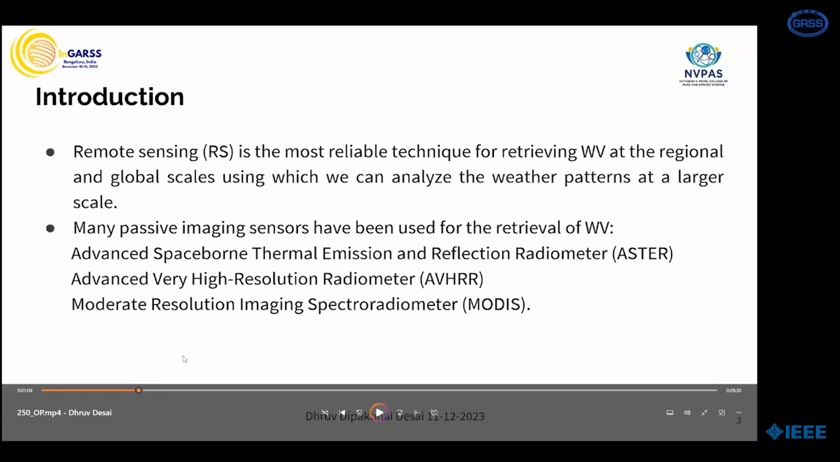There are many ways to estimate the atmospheric water vapor content. Remote sensing is the most reliable technique for retrieving water vapor at the regional and the global scale, using which we can analyze the weather patterns at a larger scale. There are many passive imaging sensors that can be used for the retrieval of the water vapor. The first one is the Advanced Spaceborne Thermal Emission and Reflection Radiometer, that is known as ASTER. The second one is the Advanced Very High Resolution Radiometer, also known as AVHRR. And the third one is the Moderate Resolution Imaging Spectroradiometer, known as MODIS. Here I have validated my water vapor retrieval data along with the MODIS satellite data.